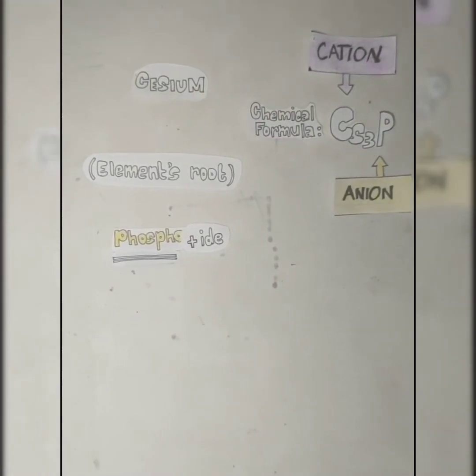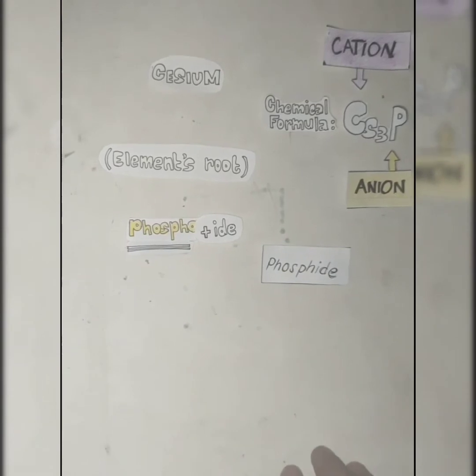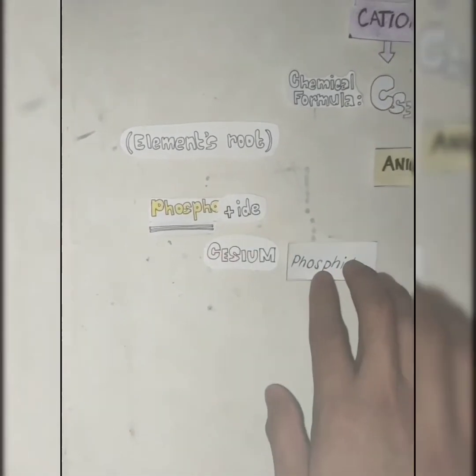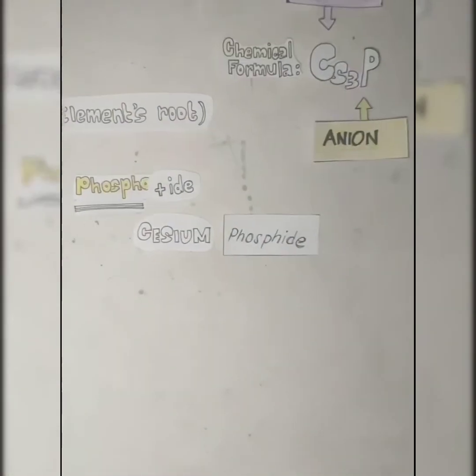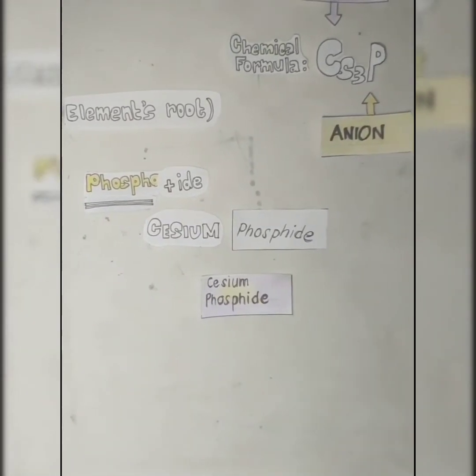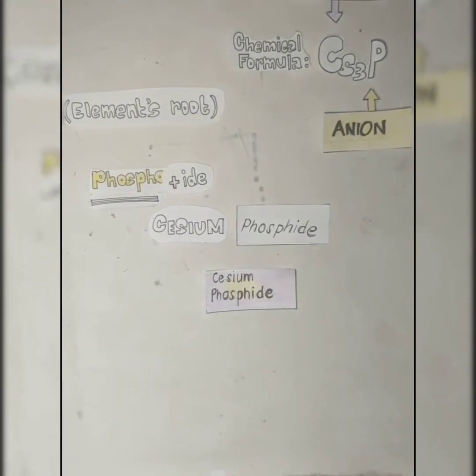Now that we properly named the anion, we must combine all the names together. In this case, we get the name of the cation and combine it to the anion. And lastly, we have the compound name cesium phosphide.